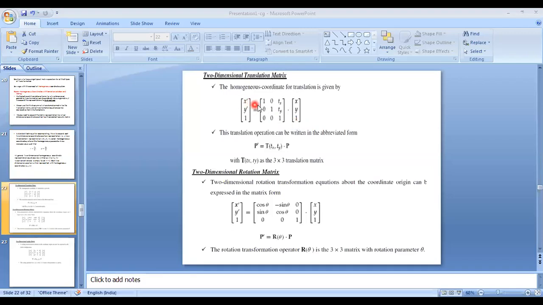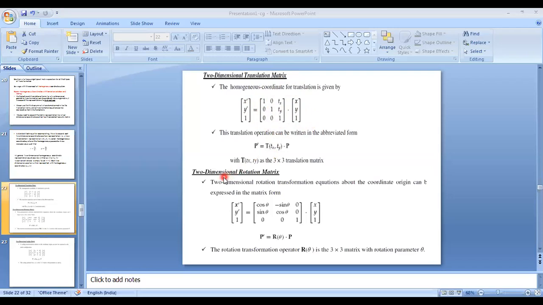Now what happens? x dash is equal to 1 into x plus 0 into y plus tx. I got the same thing, that is x plus tx. y dash is equal to y plus ty, and 1, that is what I wanted. I converted this translation into multiplicative, so that only one type of operation remains for me to do multiple transformations for any object.